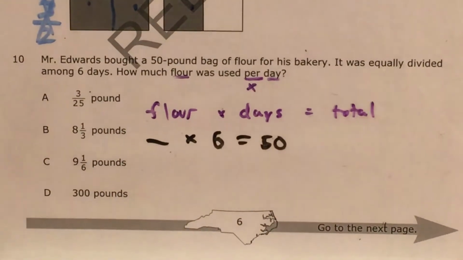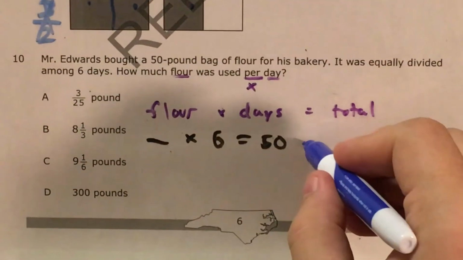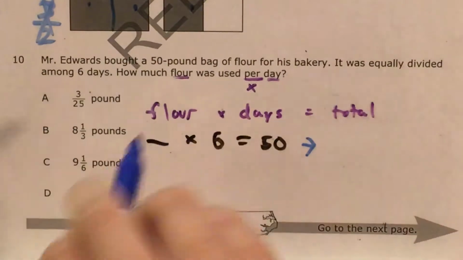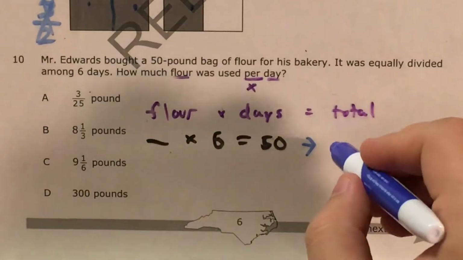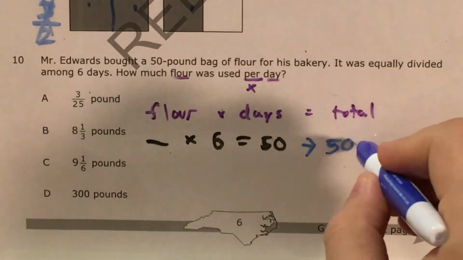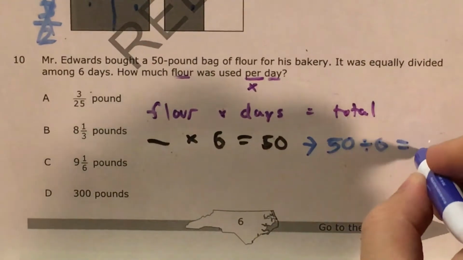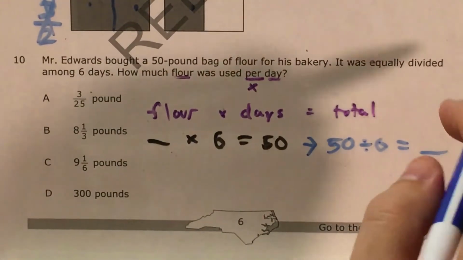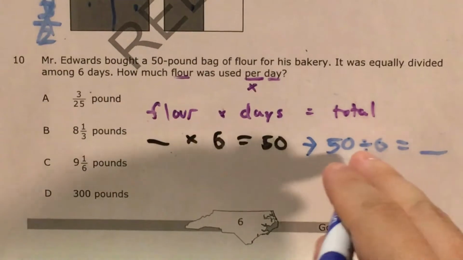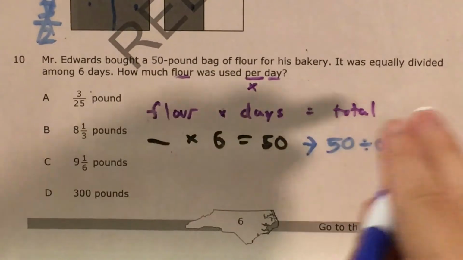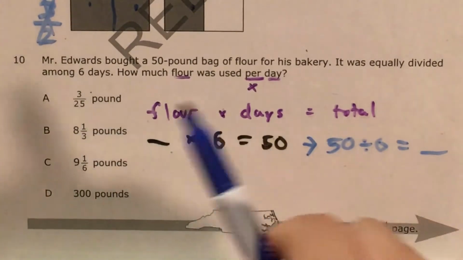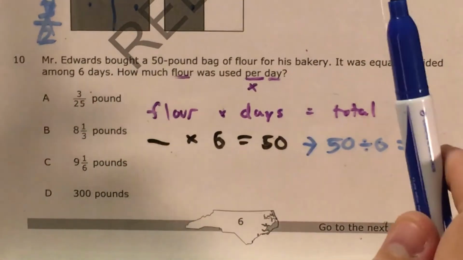And at this point, I could use my fact family trick to say that if I know that some unknown number times 6 equals 50, 50 divided by 6 equals that same unknown number. And so I end up with 50 divided by 6 equals this number that I'm looking for that represents how much flour he uses per day.